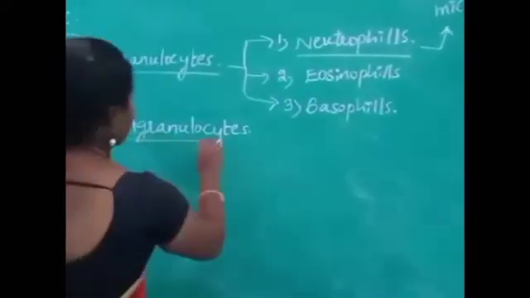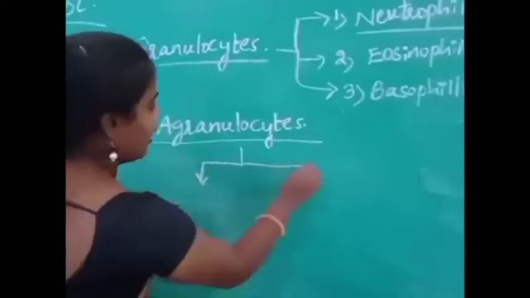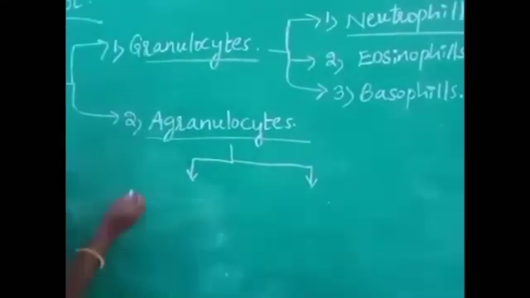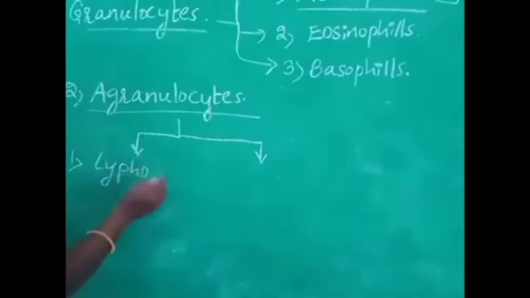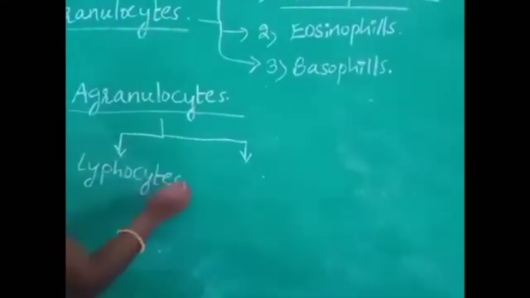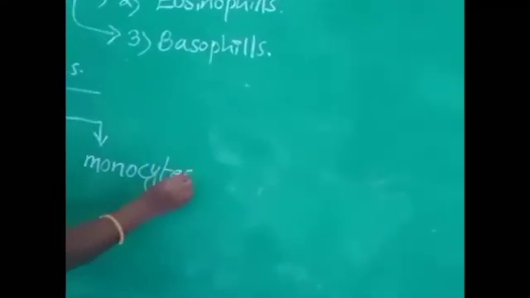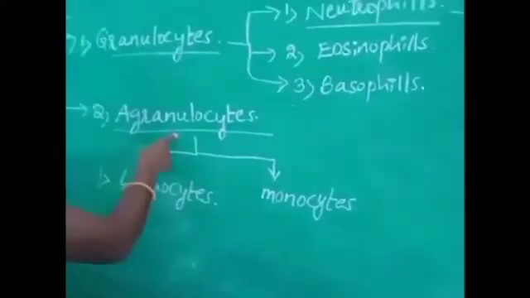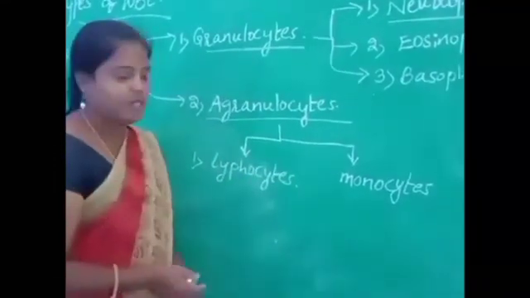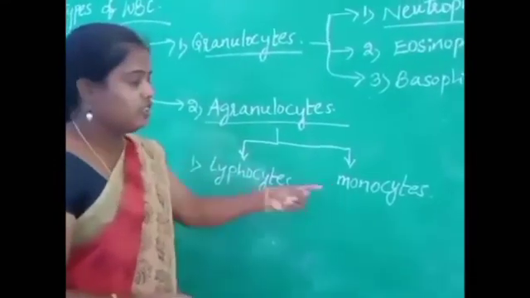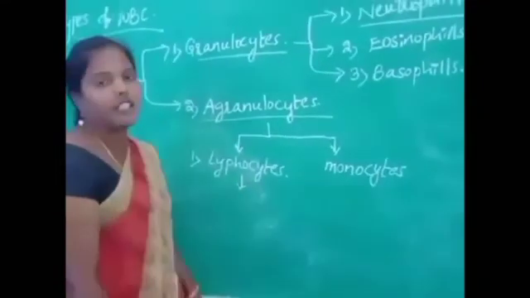Next, second one, agranulocytes. Children, the agranulocytes are classified into two types. First one, lymphocytes. Second one, monocytes. Okay children, these types of cells are again classified into two types: first one, lymphocytes, second one, monocytes. Okay, so what is the function of lymphocytes now?